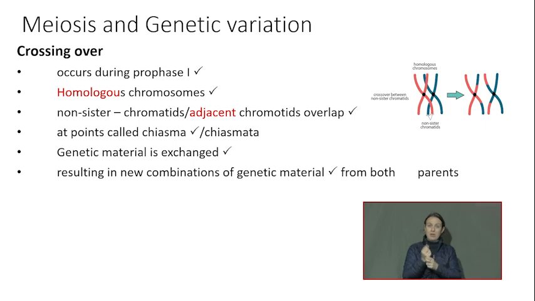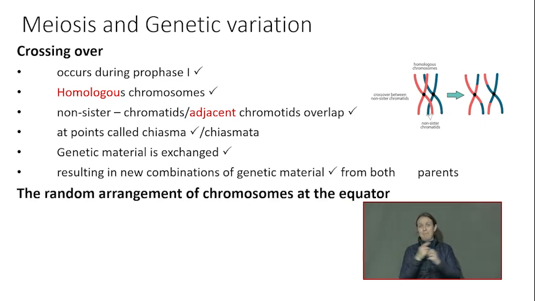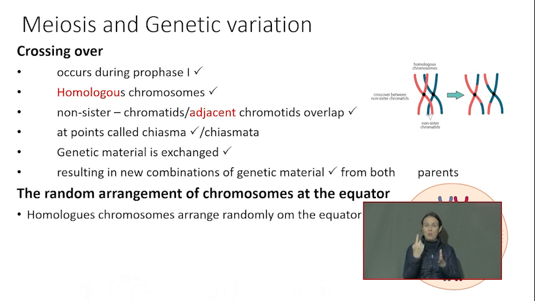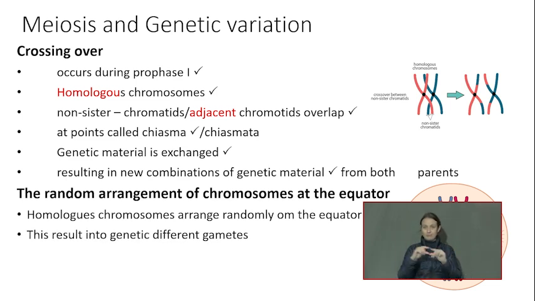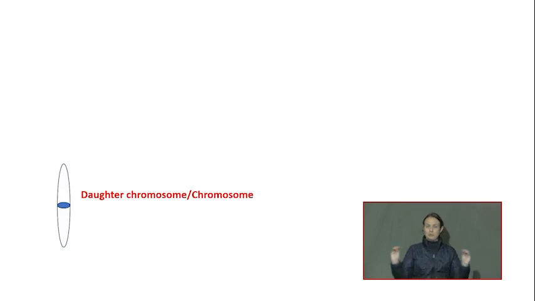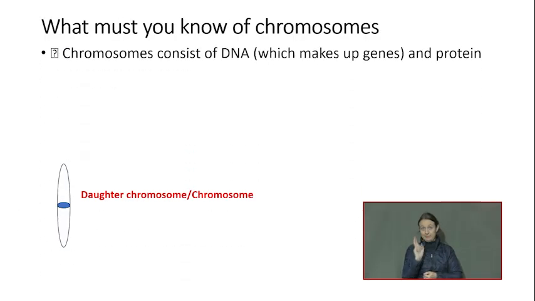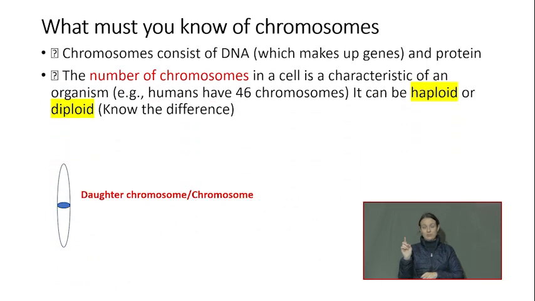This is crossing over, and then random arrangement of chromosomes at the equator. We know it occurs during metaphase 1 and metaphase 2, right? During metaphase 1, chromosomes are arranged in homologous pairs at the equator. Then during metaphase 2, chromosomes are arranged singly along the equator, right? Yes. And also, what you must know, the chromosomes.